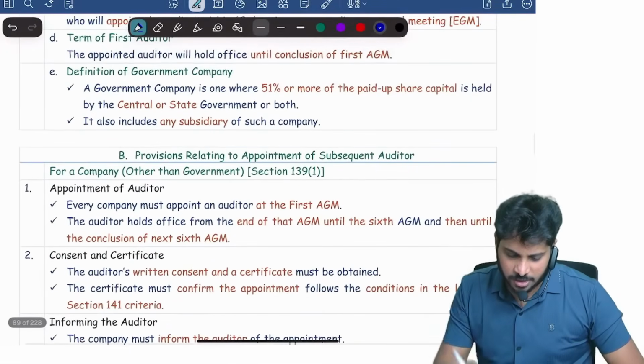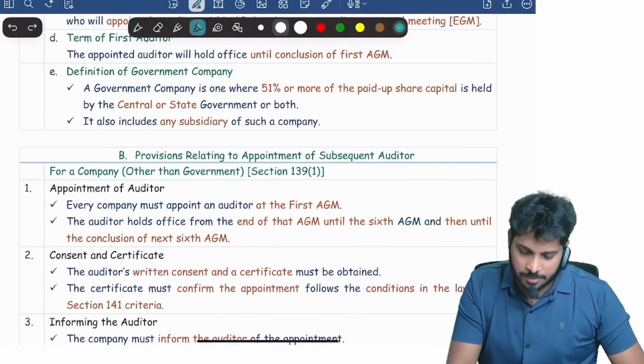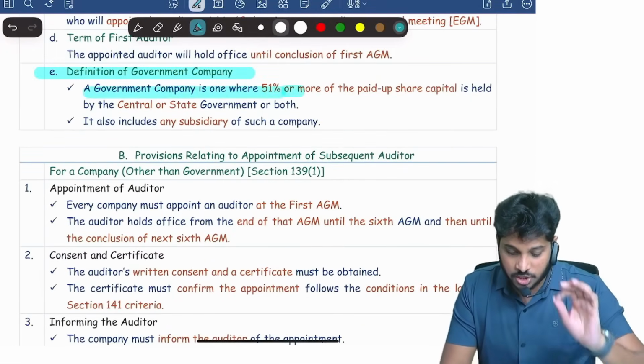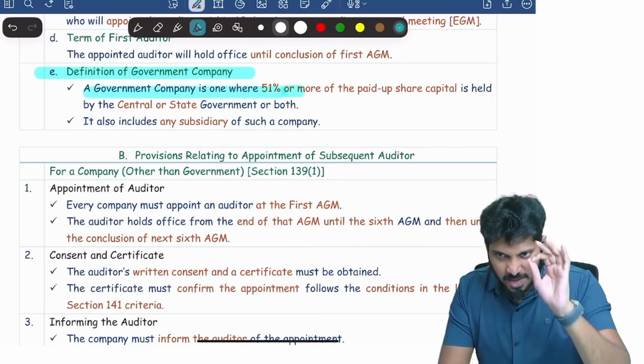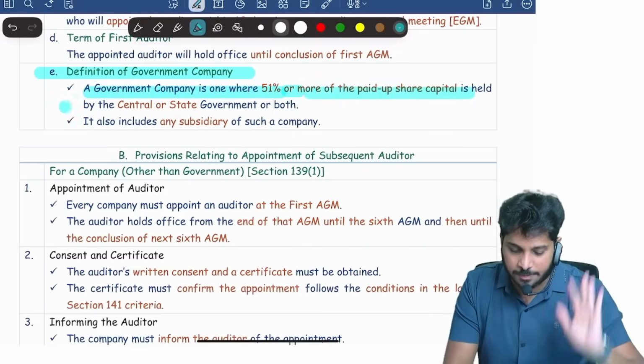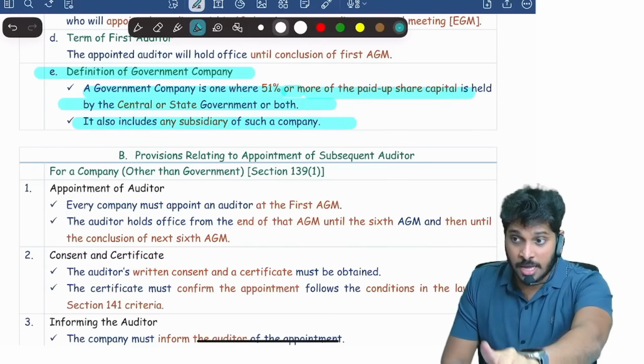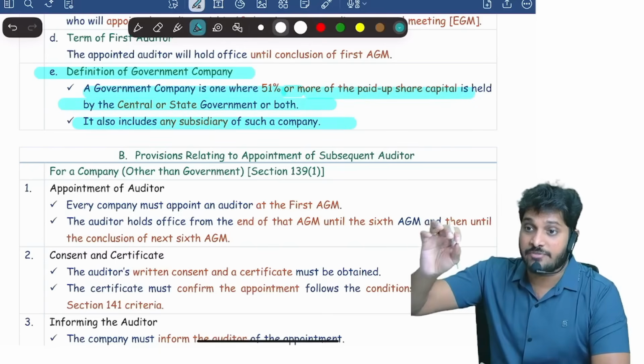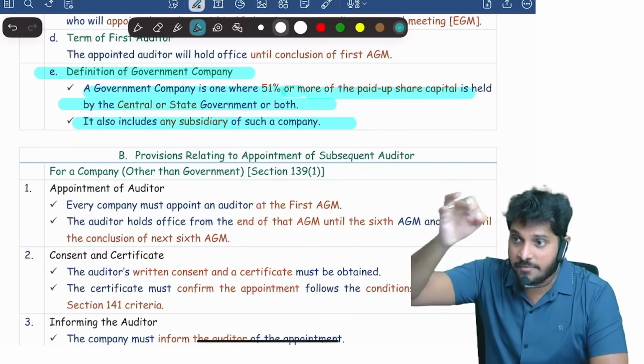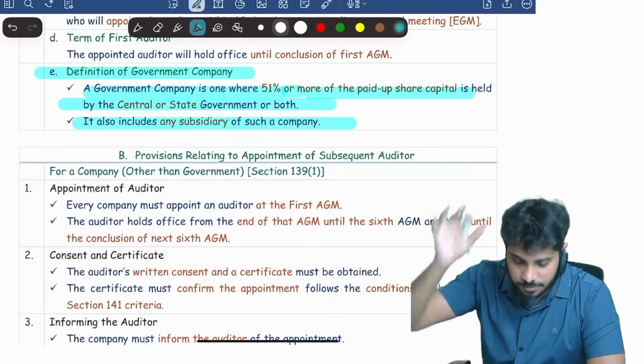Every point I covered. Government company means what? By the way, what is a government company? A government company is one where 51% or more of the paid up share capital is held by central or state government or both, and it includes a subsidiary. And remember, for a government company, if they have differential voting rights, instead of paid up capital we see voting power. Are you clear?